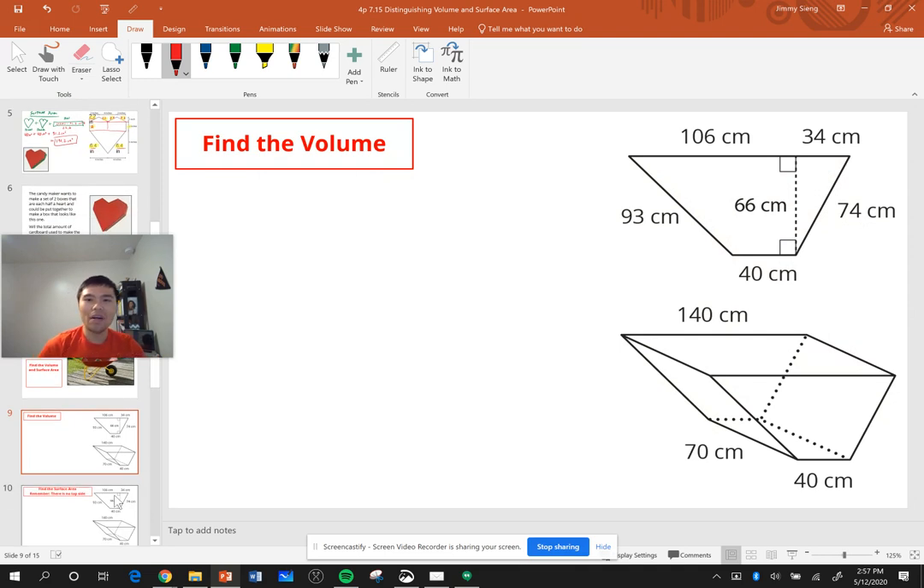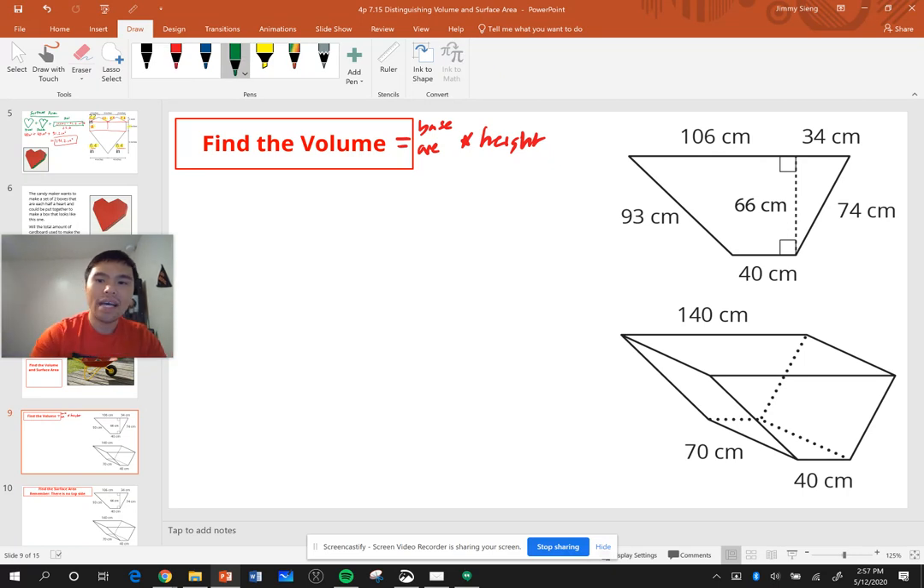All right, so let's find the volume. Remember, finding volume, that is equal to the base area of the prism times the height. So you need to ask yourself, well, what is going to be my base area? What's going to be my face? Looking at it, it's going to be this piece right here, or it's already given right over there, right? So this right here is going to help me find the base area.